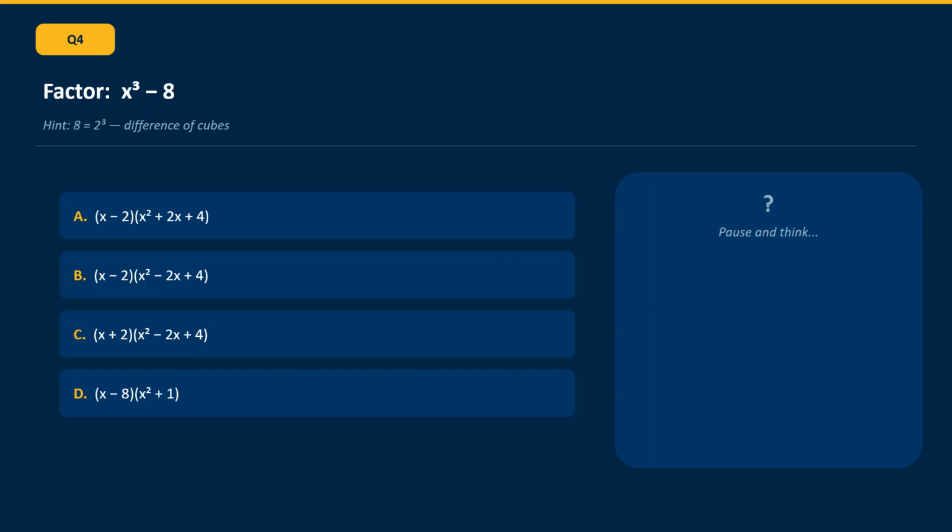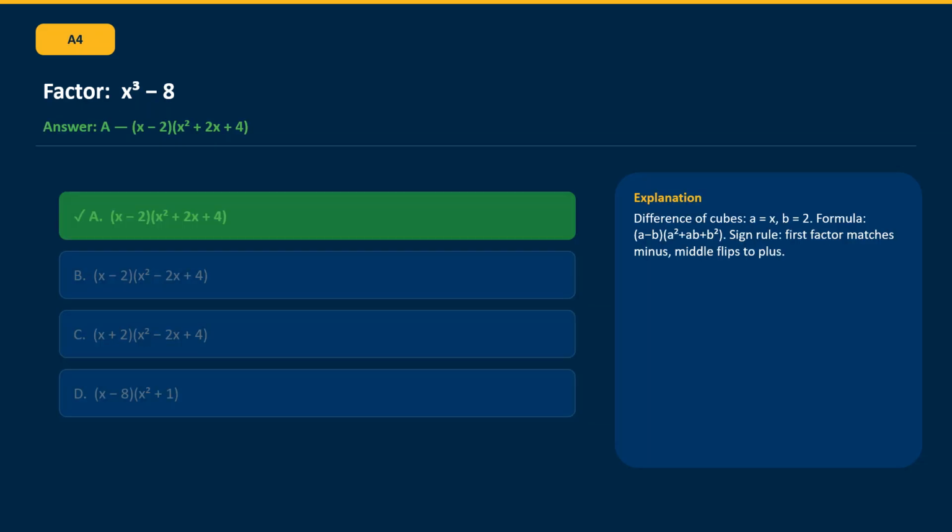Question 4. Factor x cubed minus 8. Think about which perfect cube 8 represents. Choose your answer. The answer is A. The quantity x minus 2 times the quantity x squared plus 2x plus 4.